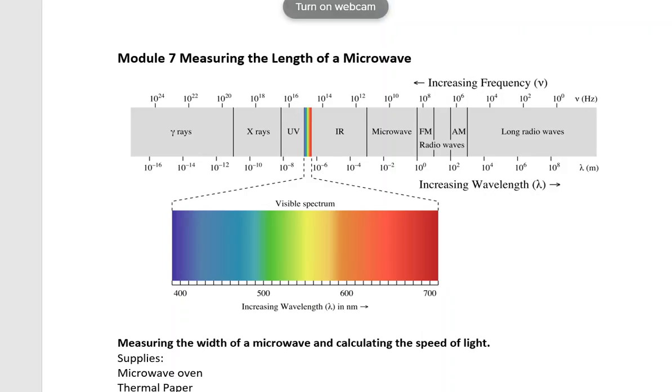This is going to be a short video on our measuring the length of a microwave lab. Let's have a look at it. So this graphic here kind of draws your attention to the visible spectrum, but we're not thinking about the visible spectrum. We're thinking about electromagnetic radiation that is in the longer wavelengths than the visible spectrum.